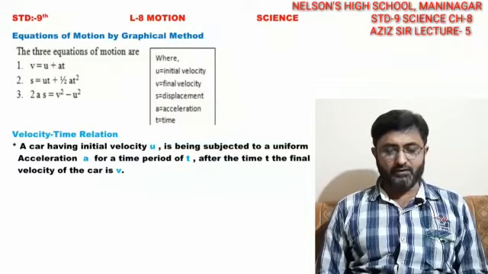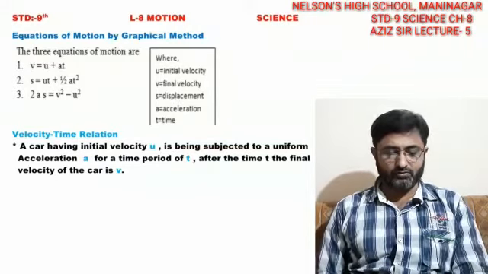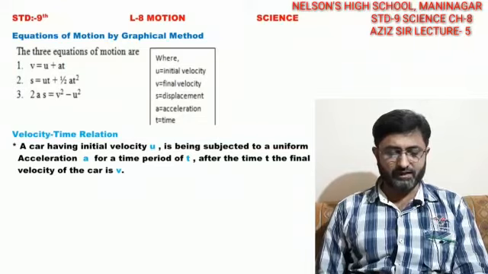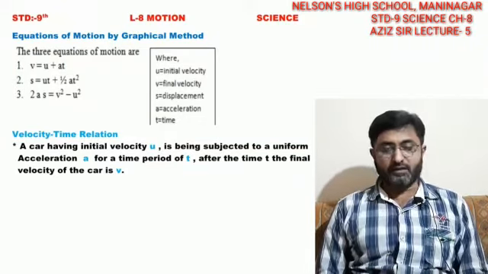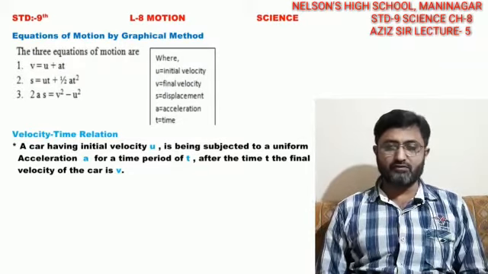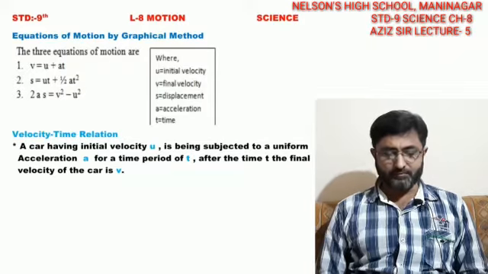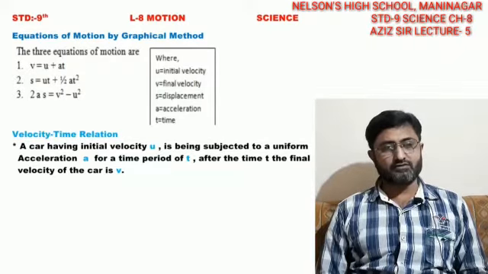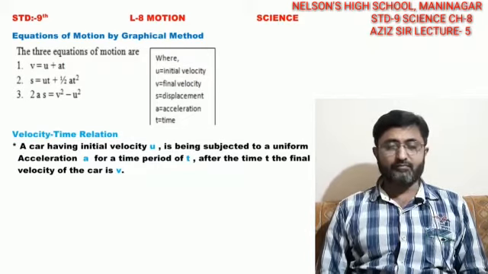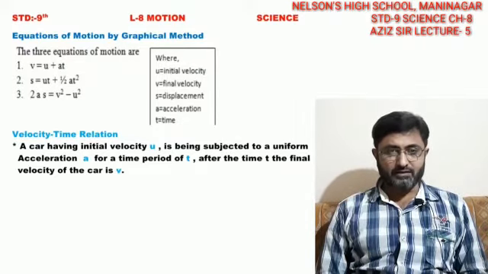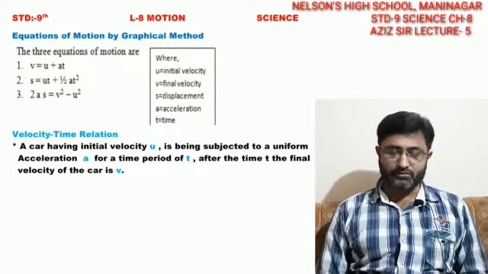Now in this particular lecture we are going to learn the important part of this lesson, that is equations of motion by graphical method. There are three equations of motion. The first equation is v equals u plus at, the second equation is s equals ut plus half at square, and the third equation is 2as equals v square minus u square.